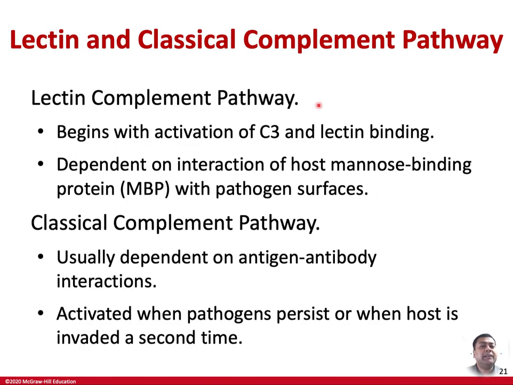On the other hand, the lectin complement pathway begins with the activation of C3 and lectin binding, dependent on the interaction of the host mannose binding protein with the pathogen surface that we have already seen. So what we mean by that is, if the pathogen contains specific carbohydrates like mannose, and the host contains mannose binding proteins, this interaction will lead to the activation of the lectin complement pathway.